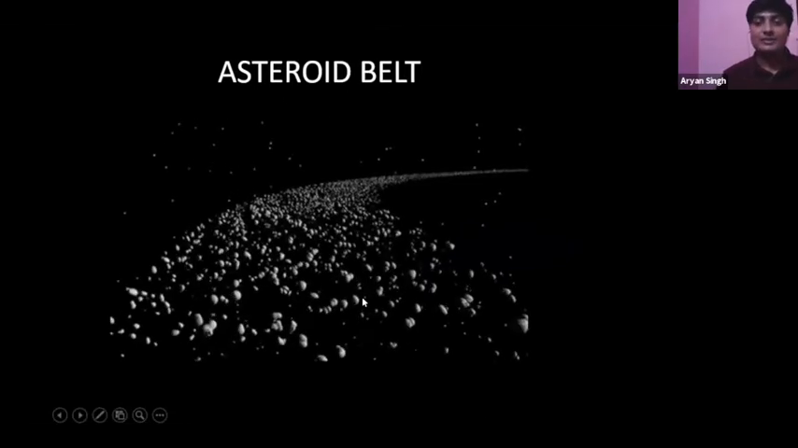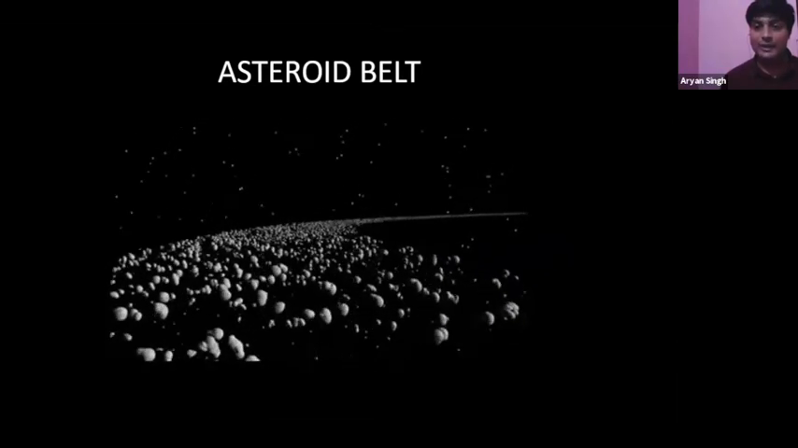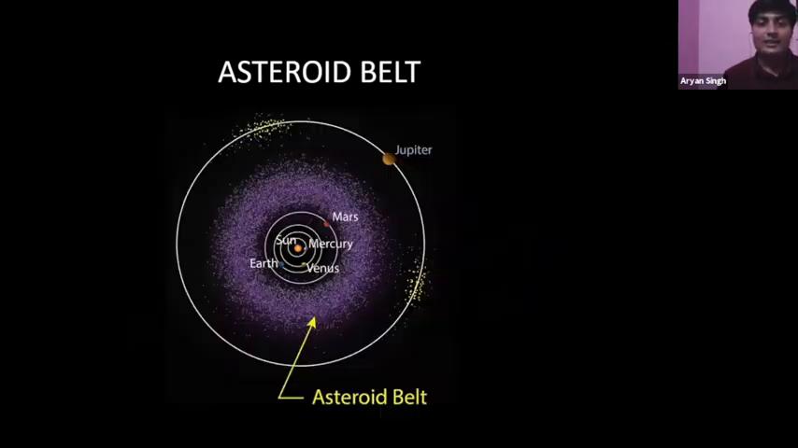So the asteroid belt is full of space rocks. Let's see it more, with this image. So here you see is Mars, and this is the orbit of Mars. Orbit is basically the path on which a planet keeps revolving around the sun. And this is the orbit of the largest planet, Jupiter, okay? So between Mars and Jupiter, you see there's a big gap over here, okay?